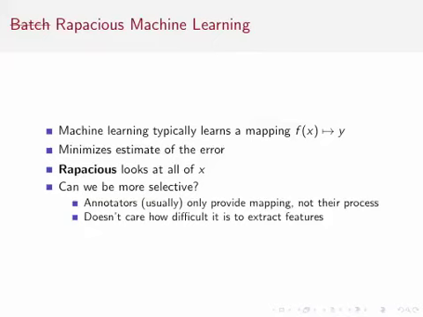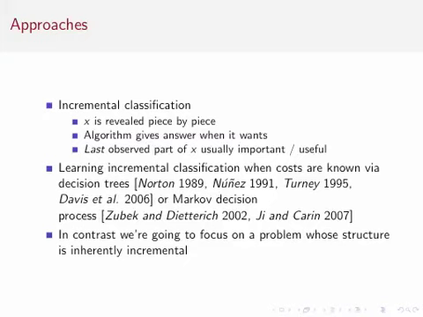This isn't what machine learning algorithms do. They look at every feature in a single example. I'm going to call such algorithms rapacious because they consume all of the example. And people have looked at algorithms that aren't rapacious. And one way of addressing such problems is to process data incrementally. That is, features in X are revealed one by one, and the algorithm gives an answer when it's ready.